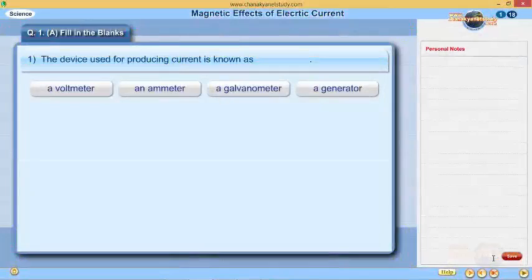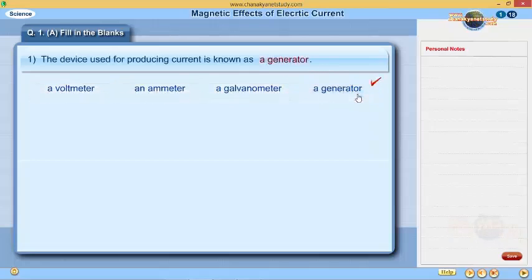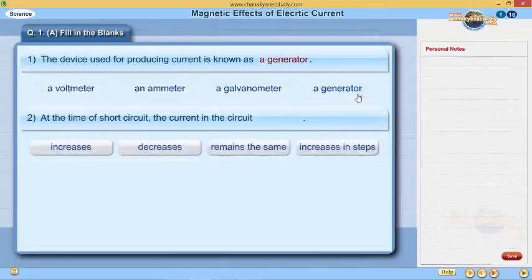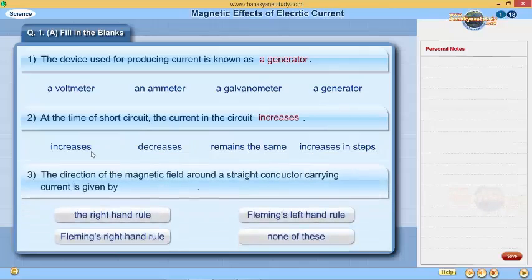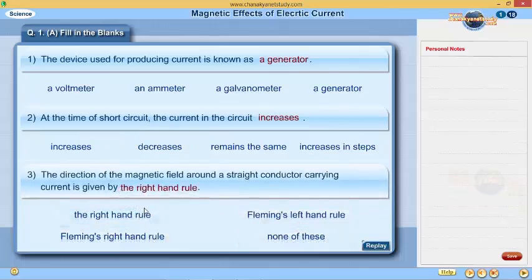Magnetic effects of electric current. Question 1. A. Fill in the blanks. Number 1. The device used for producing current is known as a generator. Number 2. At the time of short circuit, the current in the circuit increases. Number 3. The direction of magnetic field around a straight conductor carrying current is given by the right hand rule.